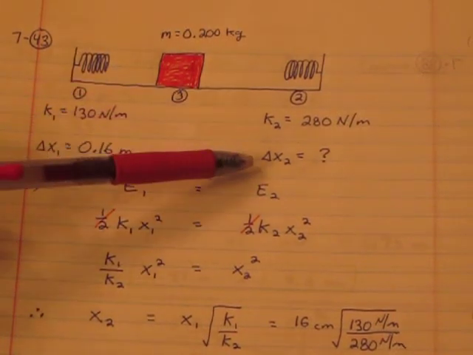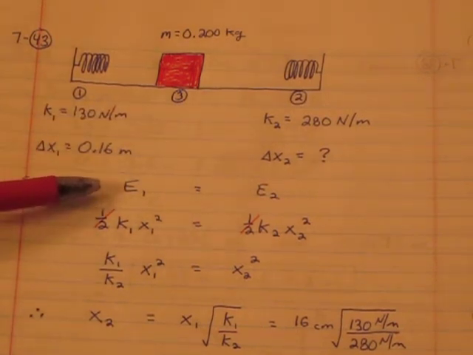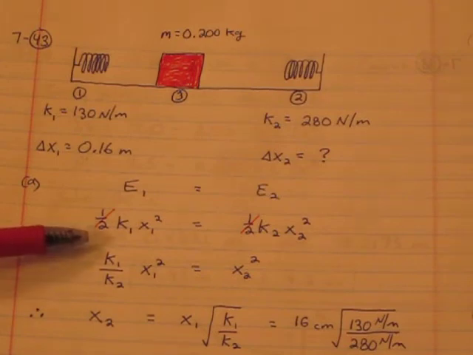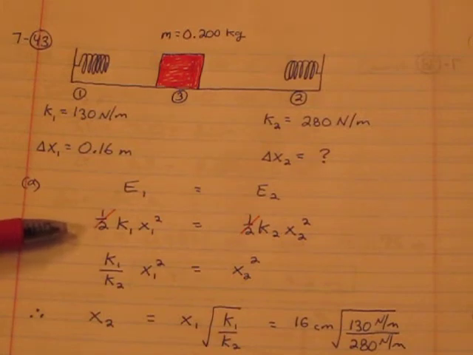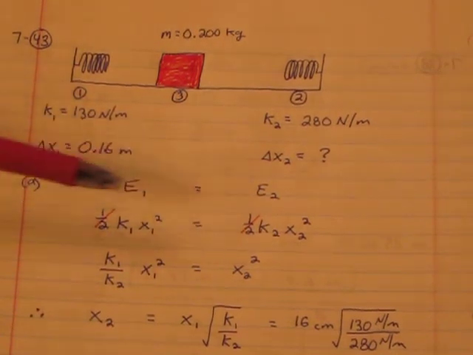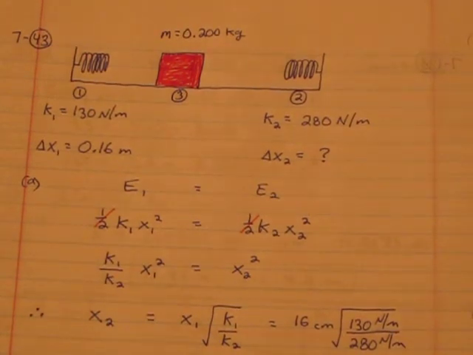For part A, we want to solve for delta x at state 2. So conservation of energy, E1 equals E2. What are the energies? At state 1, it's 1/2 kx squared. Notice the subscripts: 1/2 k1 x1 squared. You don't just want to put k and x because you have multiple k's and x's. You want to distinguish between them. So 1/2 k1 x1 squared equals 1/2 k2 x2 squared. The halves divide out, and after a bit of algebra, we're left with x2 equals x1 times the square root of k1 over k2.